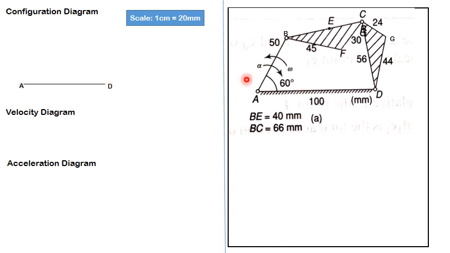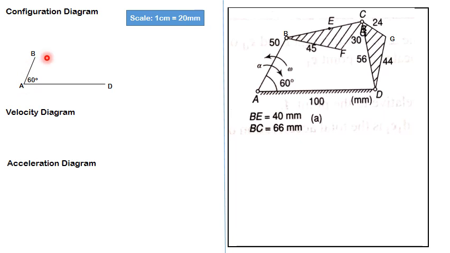Now for the second link AB, I know its orientation is 60 degrees and its length is 50 mm. When you reduce to your scale, it becomes 25 mm. So use a protractor, place it on point A, mark a line of 60 degrees, and draw a line AB of length 2.5 centimeters like this.